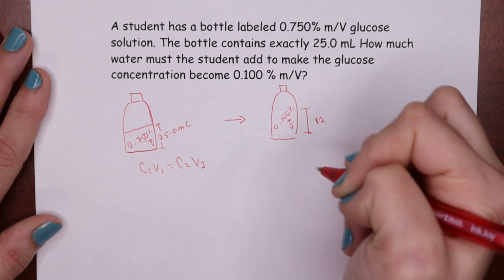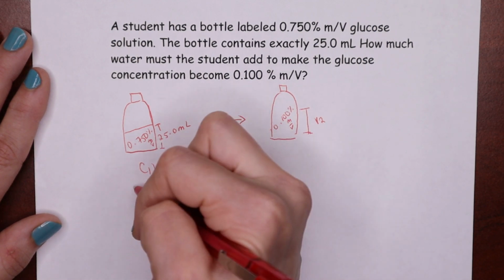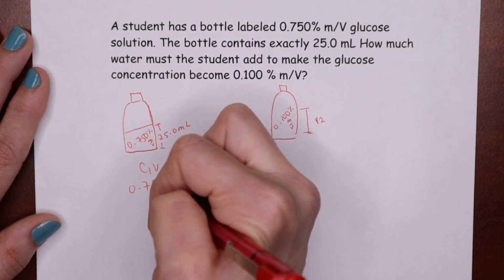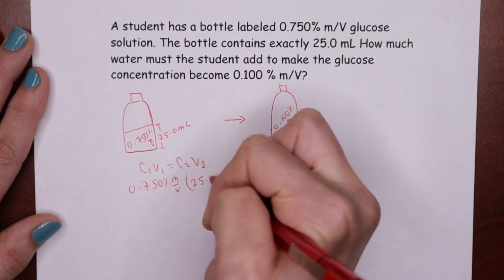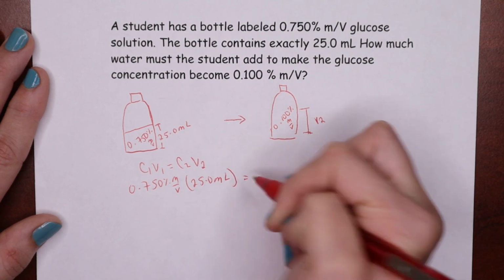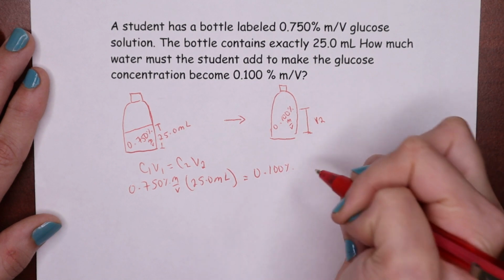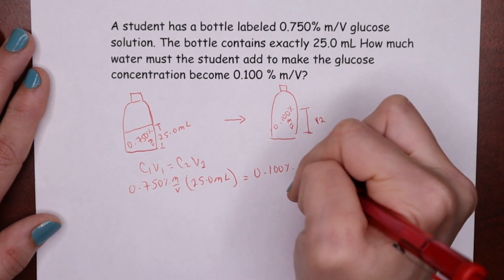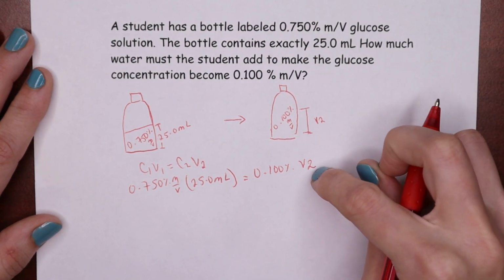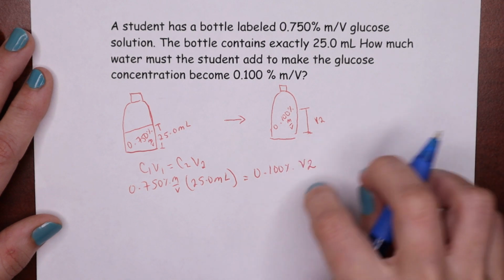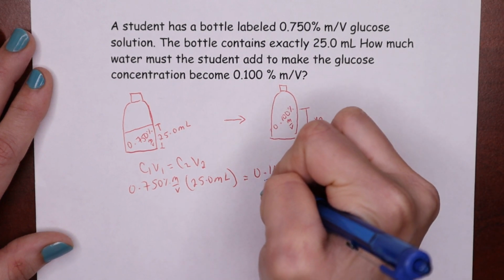So let's take it one step at a time and go ahead and add what we know. So what we're starting out with is 0.750% M/V. Volume is 25.0 milliliters. C2 we know, which is 0.100%, and V2 we do not know. So now let's go ahead and solve for V2. We want to isolate V2, which means we want to get rid of this. It's being multiplied right now, so to get rid of it, I have to divide.